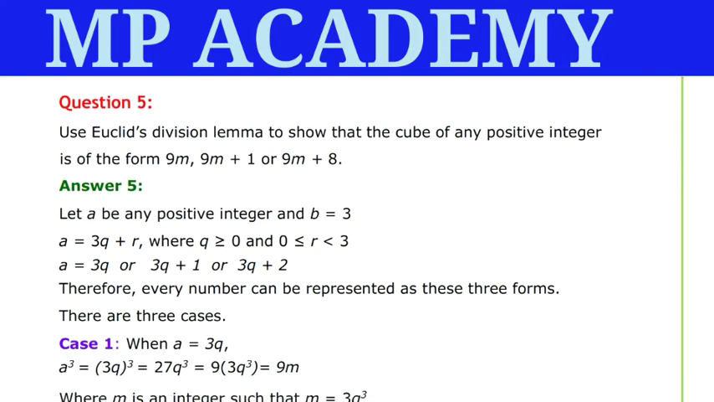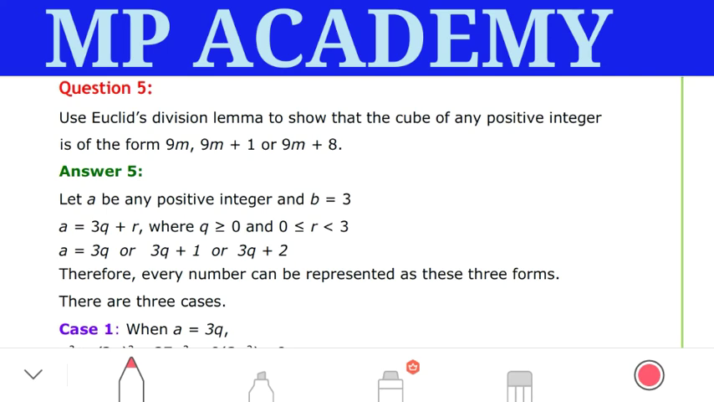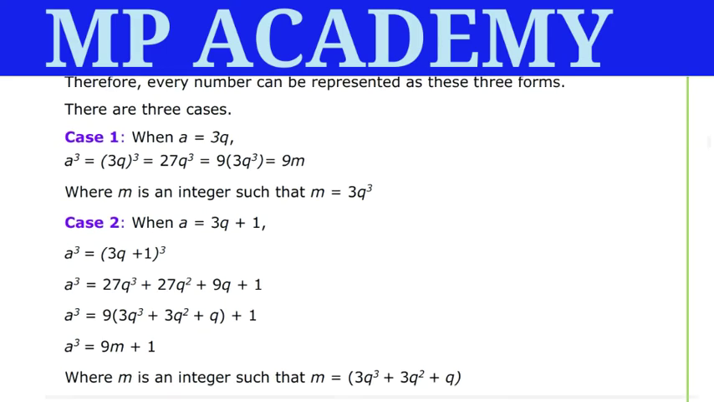Next, question number 5. Use Euclid's division lemma to show that the cube of any positive integer is of the form 9m, 9m plus 1, or 9m plus 8. Here the forms are 9m, 9m plus 1, 9m plus 8, but I do not take b equal to 9. Here we take b equal to 3 because of the cube. Let a be any positive integer, b equal to 3, where a equals 3q plus r, 0 less than or equal to r less than 3. This is Euclid's division lemma.